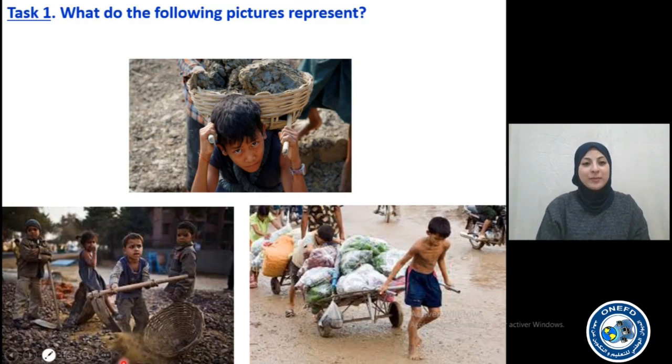Task 1. What do the following pictures represent? Can anyone give me an interpretation of the pictures? Yes, the pictures represent young children working in hard conditions. Let's go and see task 2.